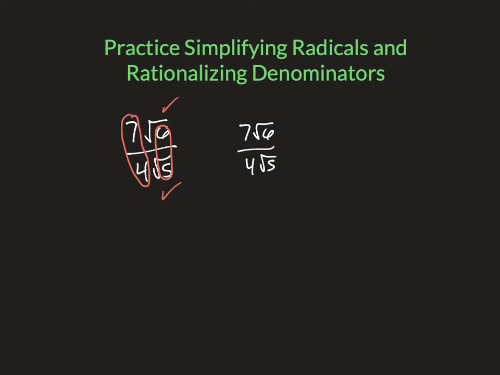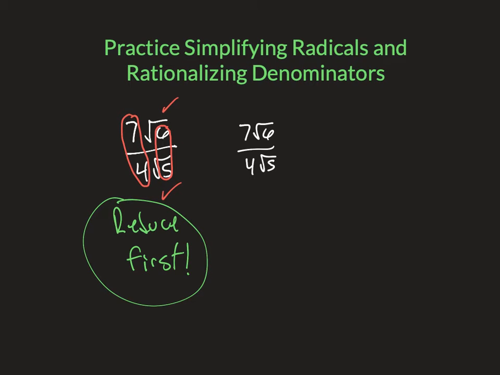So we always try and reduce first. I'm going to add that in here. Reduce first. So we try and reduce, and once we're done reducing, then we rationalize. And the way you rationalize the denominator is you look at the radical expression in the denominator, and we're going to eliminate that by multiplying by itself. But you can't just multiply the denominator, you have to multiply the numerator too. We have to multiply by a form of 1. So we don't interfere with this expression as long as we're multiplying by 1.